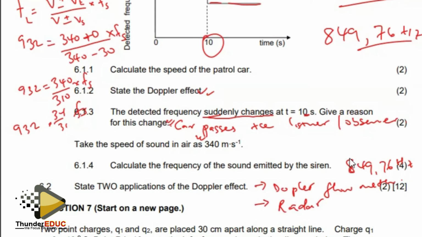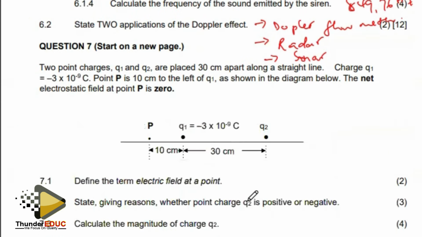Those speed cameras and things. Okay. And then we could also look at the sonar. Okay. And then also to detect the moving stars and all of that. So all those are applications of the Doppler effect.